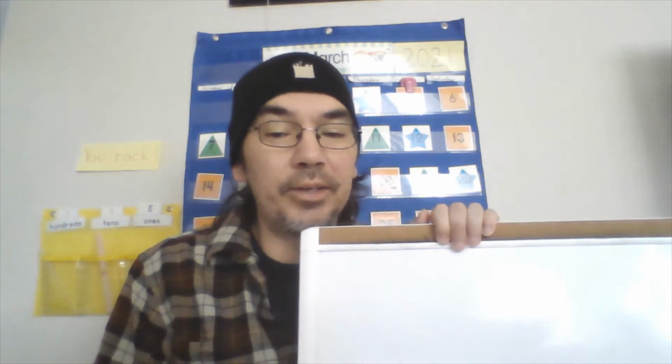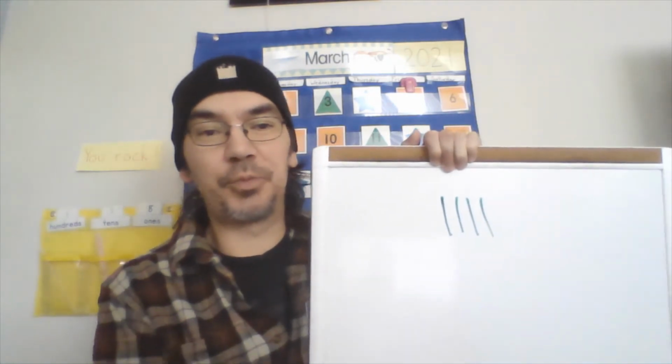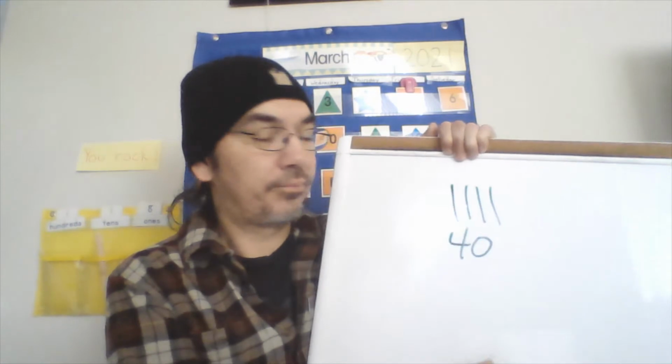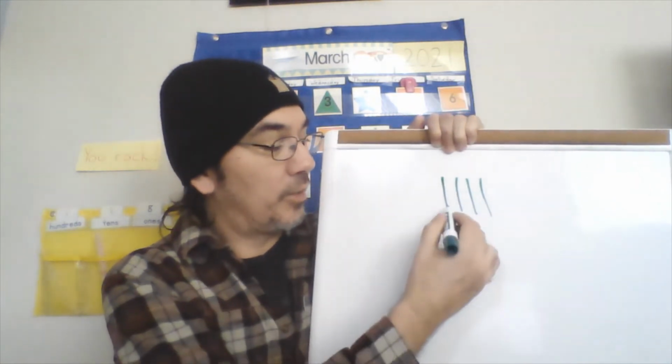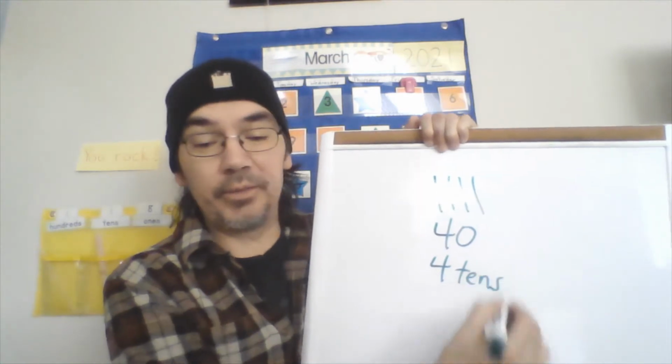So if I look at a number like, let's say 30 or 40. Let's go with 40. This is 40, right? I can say this as 40. I can also say this is 1, 2, 3, 4 10s. All right?